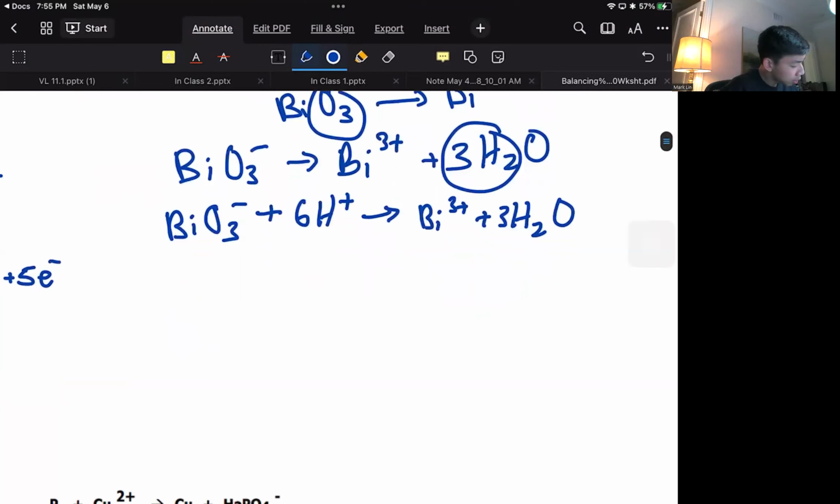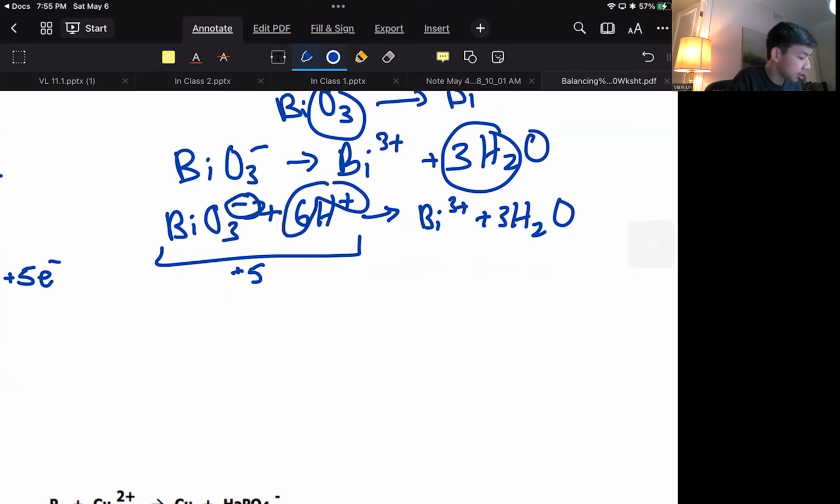Once that's done, now we need to balance charges, right? Because the first step was to balance the oxygens and the hydrogens for acidic solutions. The second step is to balance the charges. So on the reactant side, we're going to have a grand total of +5, because it's -1 here, and then -1 plus 6, because it's 6. That side is going to be +5. This side is going to be +3.